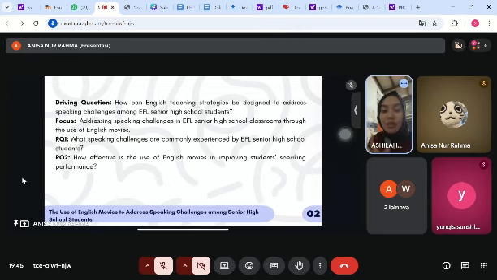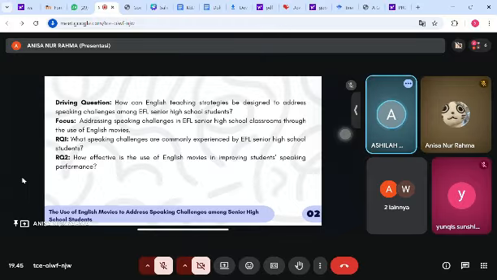So, the driving question is how can English teaching strategies be designed to address speaking challenges among EFL senior high school students? And the focus is addressing speaking challenges in EFL senior school classroom through the use of English movies. And research question one, what speaking challenges are commonly experienced by EFL senior school students? And research question two is how effective is the use of English movies in improving student speaking performance? Okay. Next slide, please.